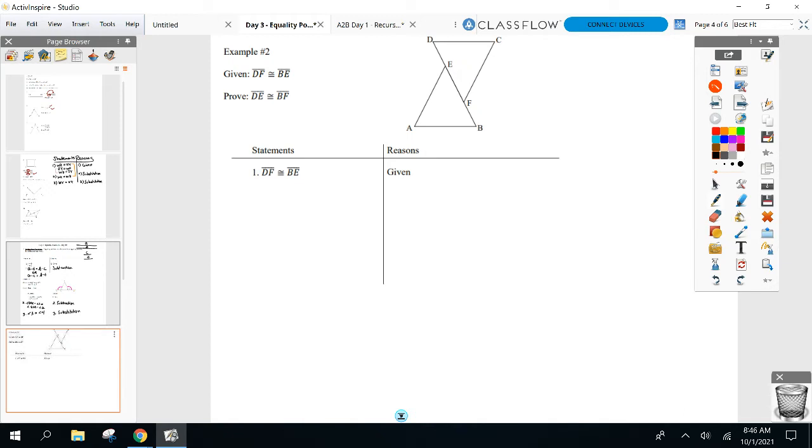What's the deal here? DF and BE are congruent. Okay. How you want to mark that's up to you. I usually just do DF, BE, and I'll put my hash marks on those. It's up to you how you want to symbolize it. And I've got to get DE and BF equal.